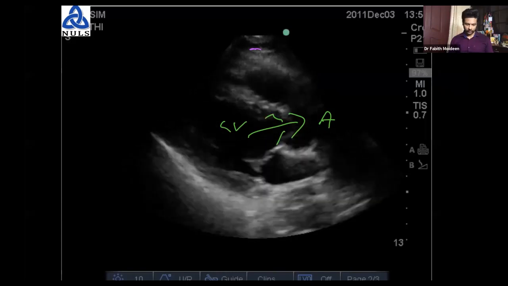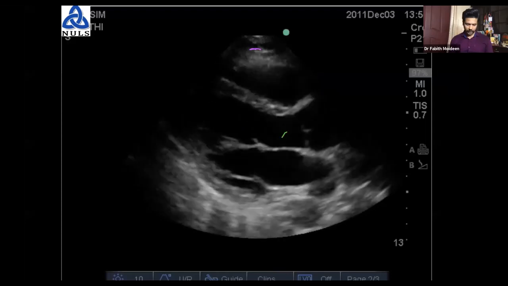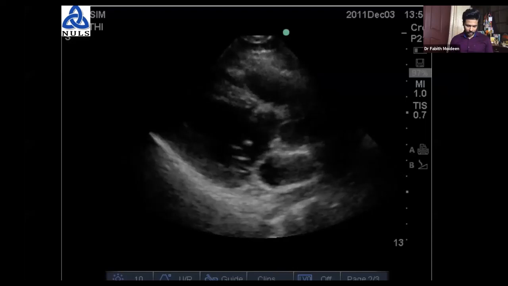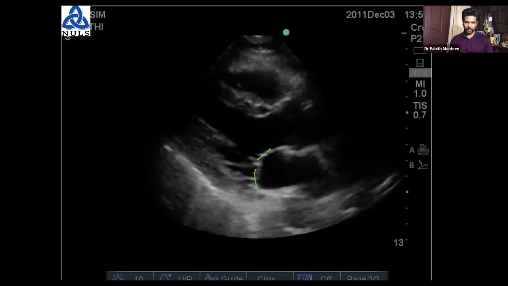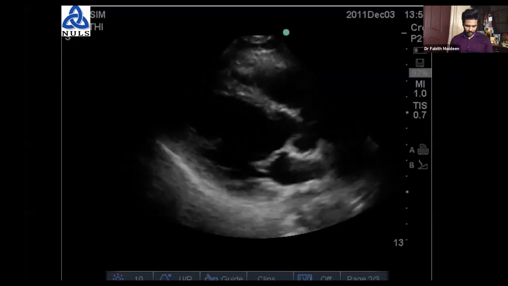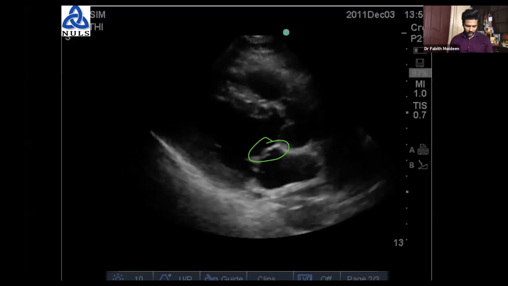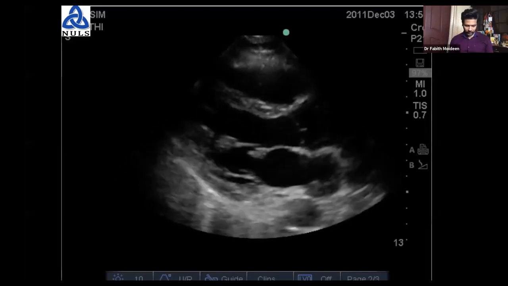All right. You can see that very clearly. You can see the aortic valve right there, and then the aorta here. And if that is the aorta, the thing you see here is the mitral valve. Now this is the anterior leaflet of the mitral valve, and this is the posterior leaflet of the mitral valve. Now if this is the mitral valve, this should be the LA.